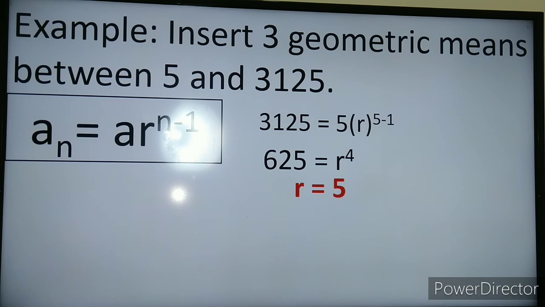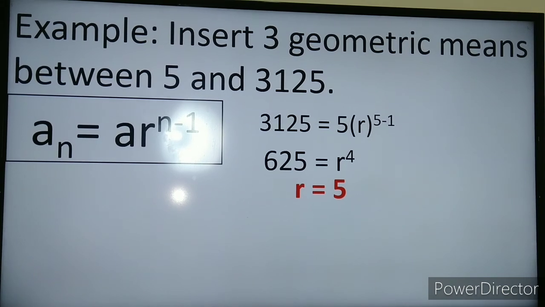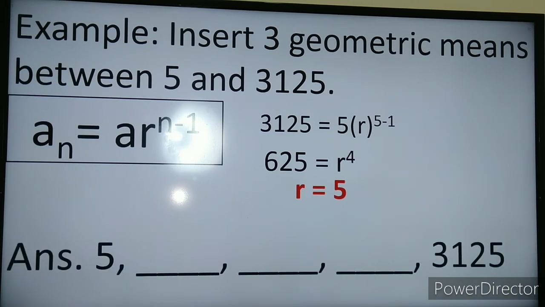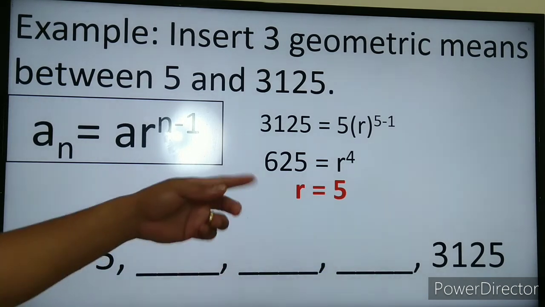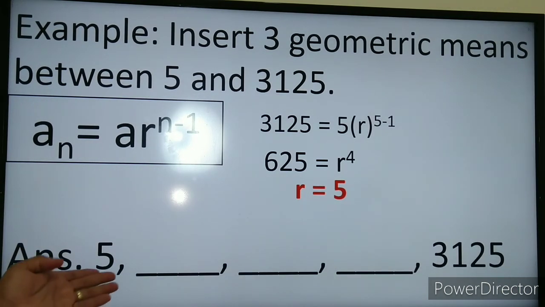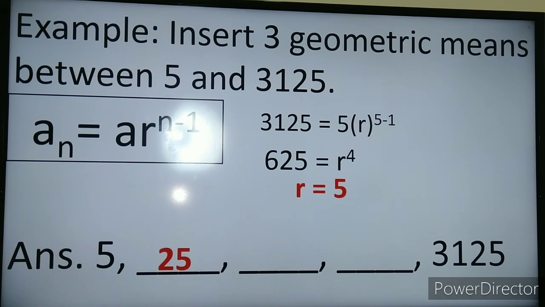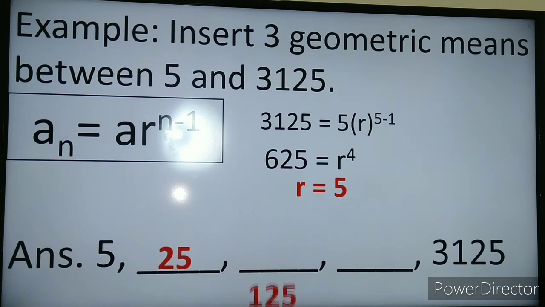So therefore, we can now find the answer. 5, blank, blank, blank, 3,125. What will you do to find it? We will multiply from the first term. 5 times 5, so the answer is 25. 25 times 5, the answer is 125. 125 times 5, the answer is 625. Then 625 times 5, so the answer is 3,125.